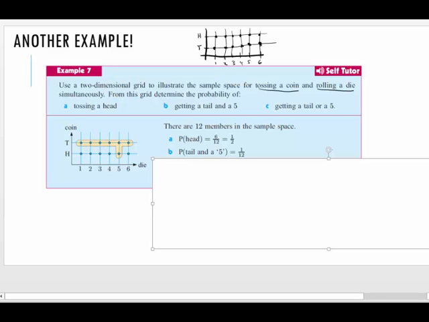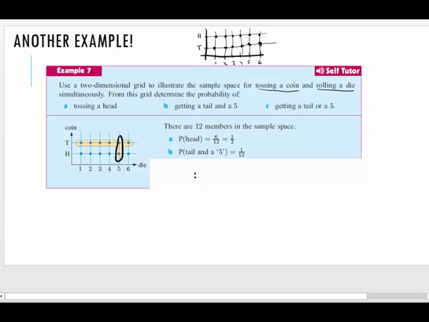Did I get that wrong? Oh, getting a tail and a 5. Oops, I said or. Tail and a 5. It's not the example. This is a tail and a 5. We would get both of these. It would be just a tail and a 5. Why is it probability of 1/12?